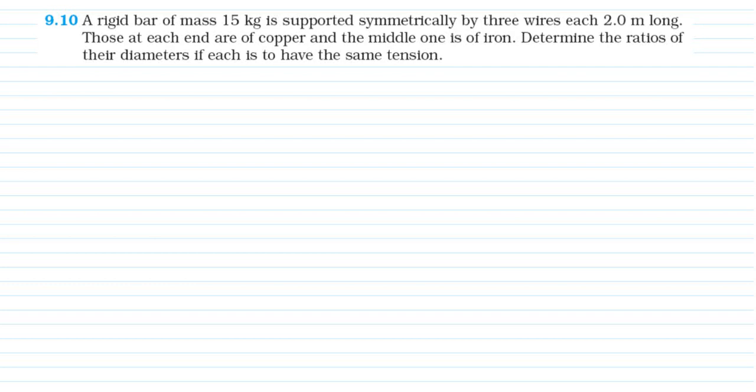Okay, so here we can say that mass is 15 kg, the wire is 2 meter long, you can say it is a mass m, the length of the wire L is equal to 2 meter, and our copper and middle one is iron. Okay, ratio of the diameter of each is to have the same tension. Tension क्या है same है. Okay, so you can say let T is equal to tension in wire.